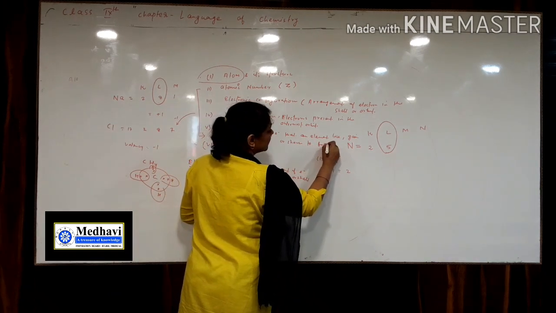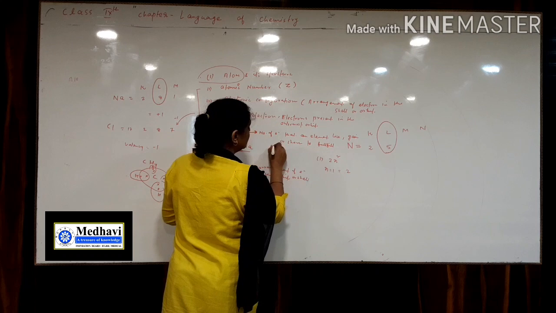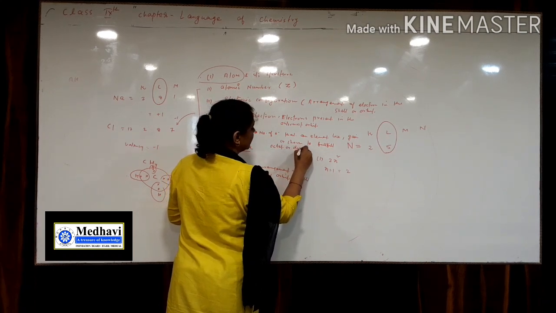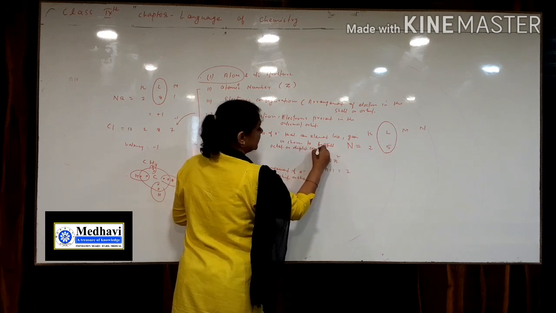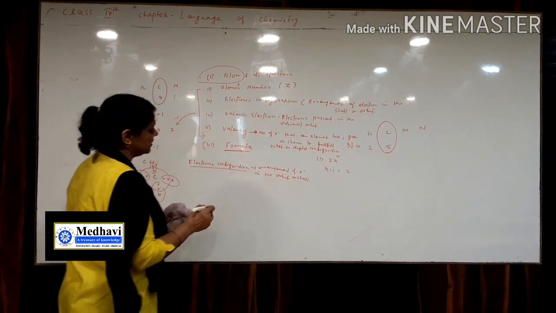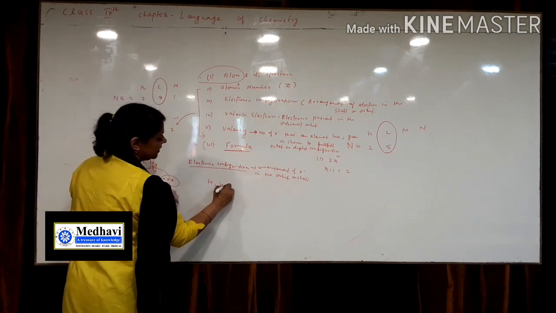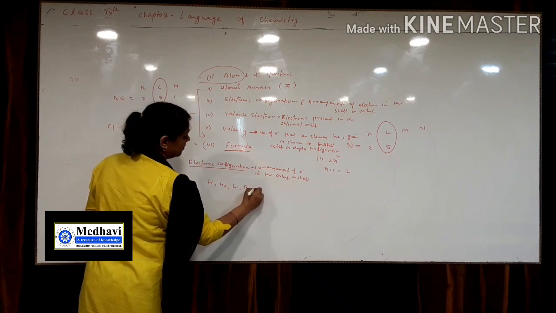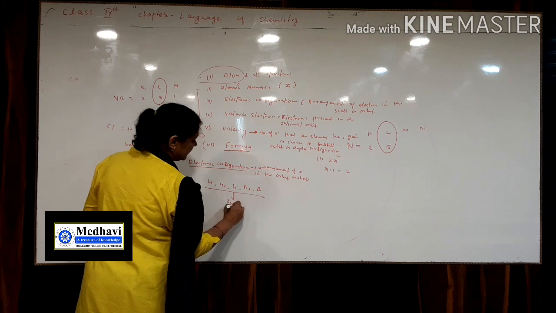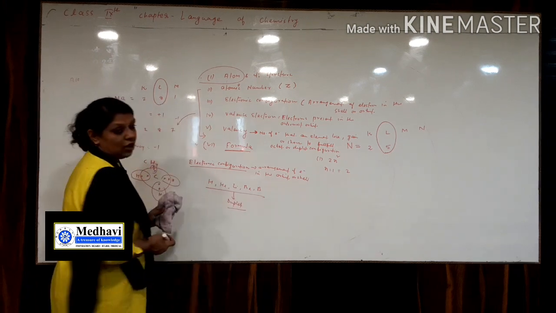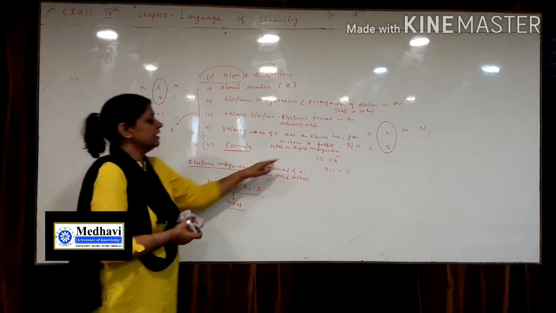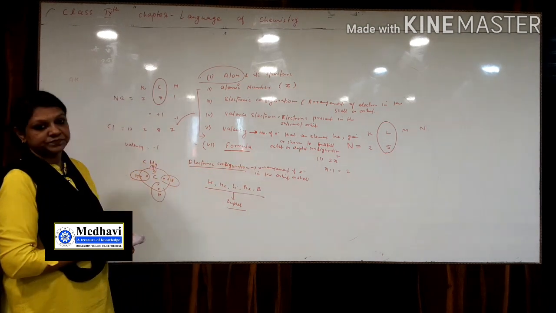to fulfill octet or duplet configuration. Duplet is basically what we use for light elements. There are some elements like hydrogen, helium, lithium, beryllium, boron. For these elements we need duplets. For stability they need 2 electrons in their outermost orbit. And except these 5 elements, the other elements will fulfill their octet configuration.